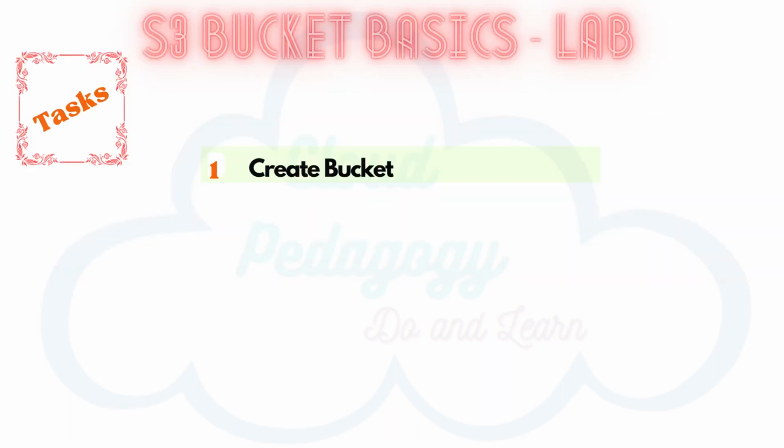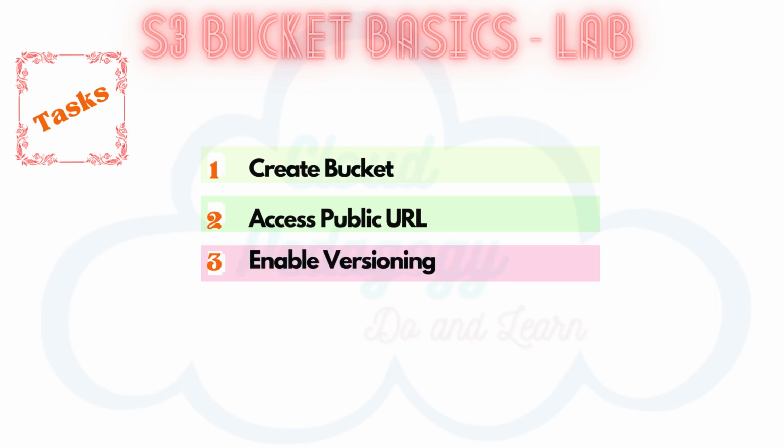In task 1, we will create a bucket and upload some objects inside the bucket. In task 2, we will access those objects using a public URL. In task 3, we will enable versioning for this bucket. Finally, in the fourth task, we will clear all the resources so that we don't incur charges. So, let's start with task 1.